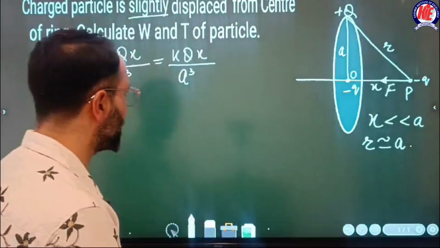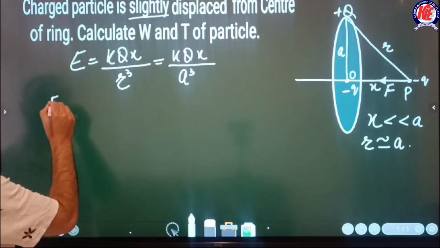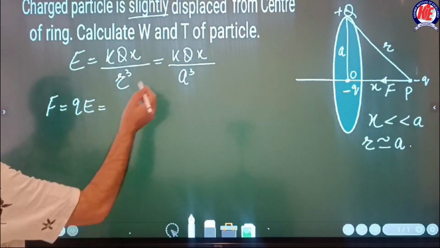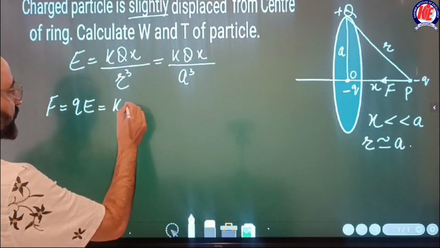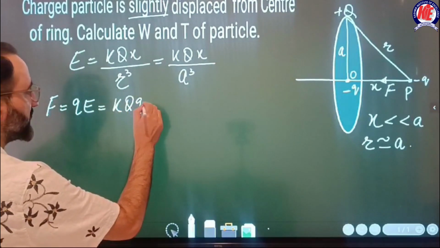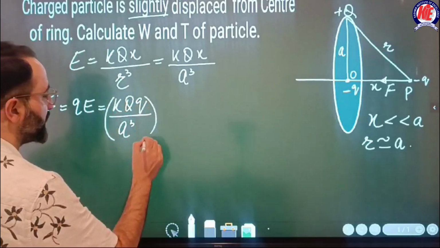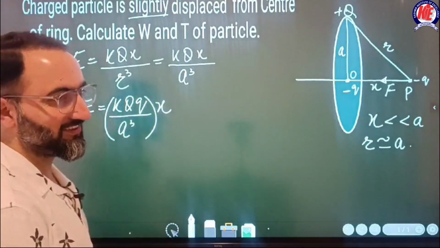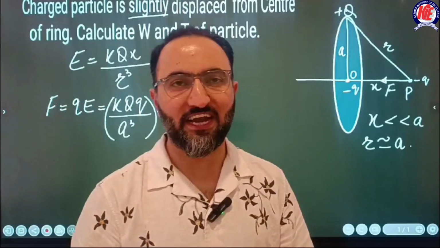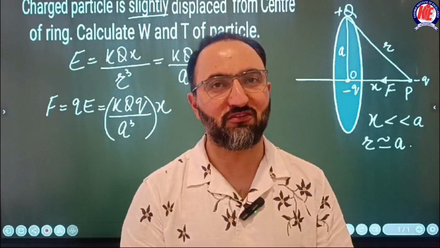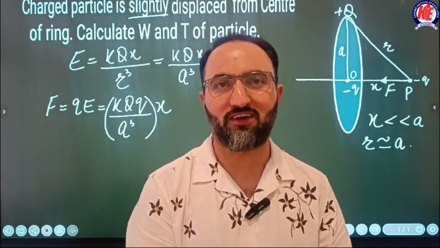So let me write down that equation. The force on this charged particle comes out to be Q multiplied by the electrostatic field. Now substitute the value of the electrostatic field. It comes out to be K Q q divided by a cube, multiplied by x. Now see, there's a second piece of good news for you, and that is this force is a linear function of displacement, and that's actually what we want.